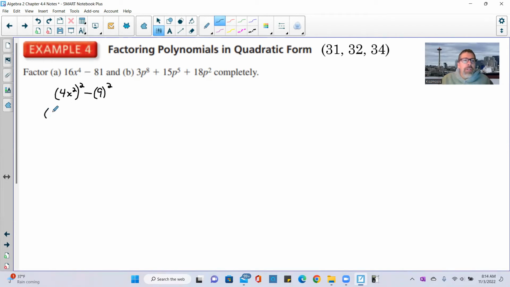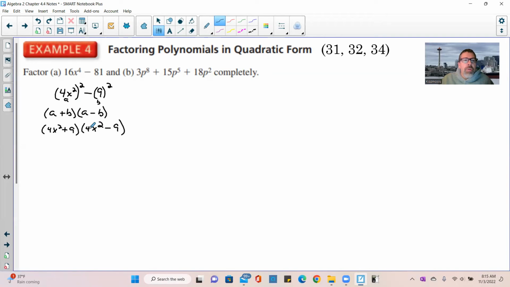And the difference of squares says take a plus b times a minus b, where a and b are the square roots. Okay, so this is my a and this is my b. So it's going to be 4x squared plus 9 times 4x squared minus 9. Okay, so there's no such thing as the sum of squares, but there is such a thing as a difference of squares.